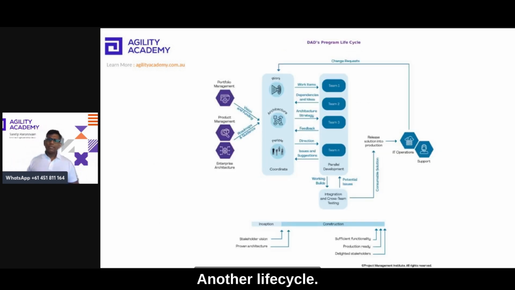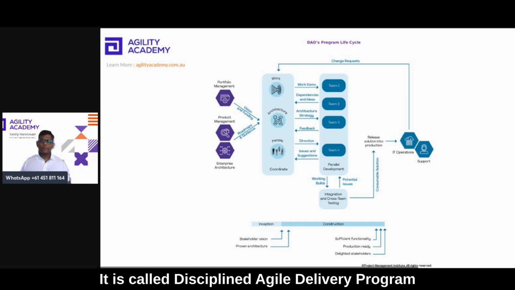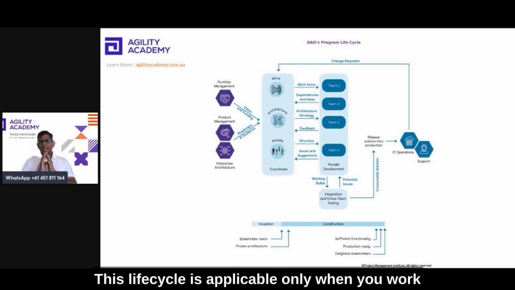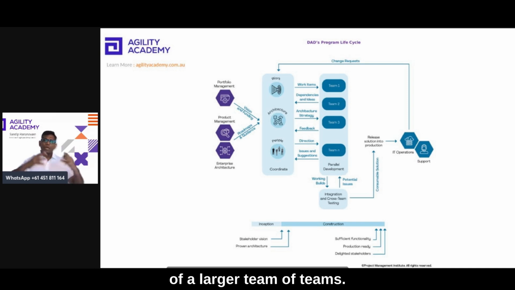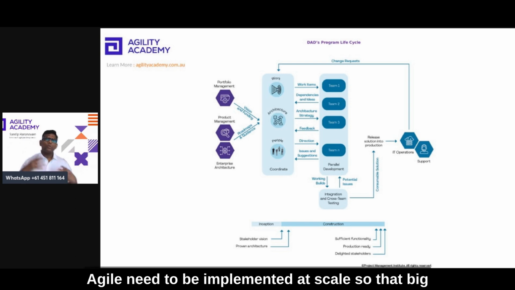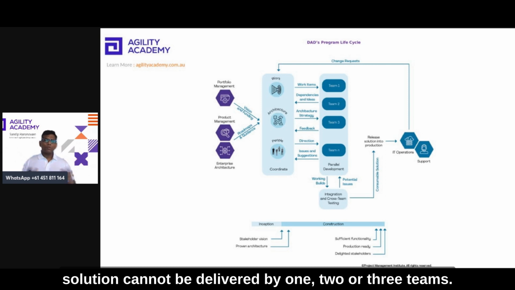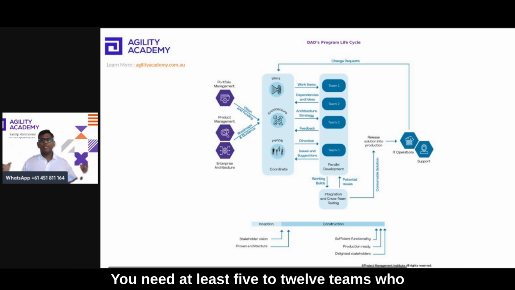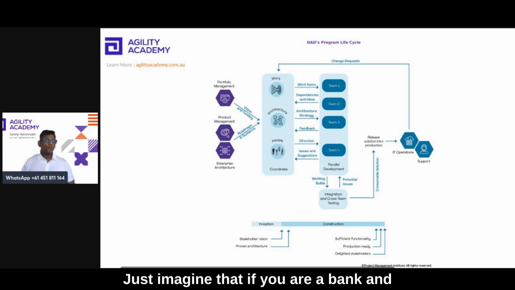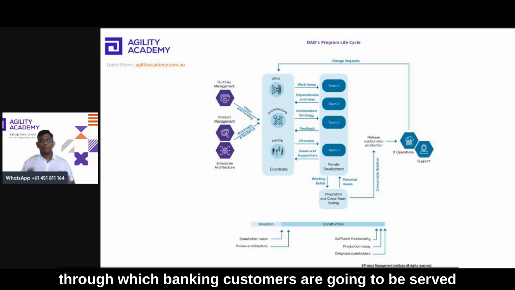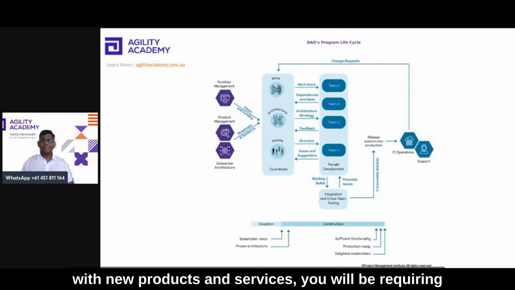Another life cycle is called the Disciplined Agile Delivery Program life cycle. This life cycle is applicable only when you work in an environment wherein your team is part of a larger team of teams. Agile needs to be implemented at scale, so that big solution cannot be delivered by one, two, or three teams. You need at least 5 to 12 teams who need to come together to create that big solution. Just imagine that if you are a bank and you are going to launch a new website, through which banking customers are going to be served with new products and services, you will be requiring multiple teams.